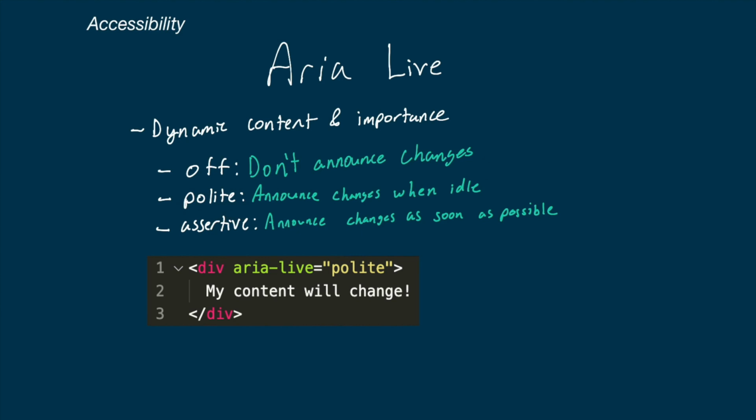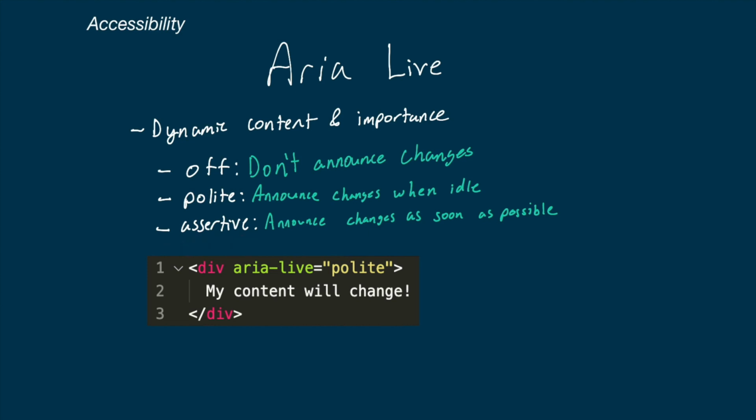Next, we have polite, which says that this content is changing, there's something dynamic here, but you don't necessarily need to revisit it super frequently. And usually what happens with this is the assistive technology will announce any changes when it's idle. So for example, a screen reader, when it's not currently saying anything, will go back to all of the live regions to see if there's any changes, and then it will announce those changes to the user.